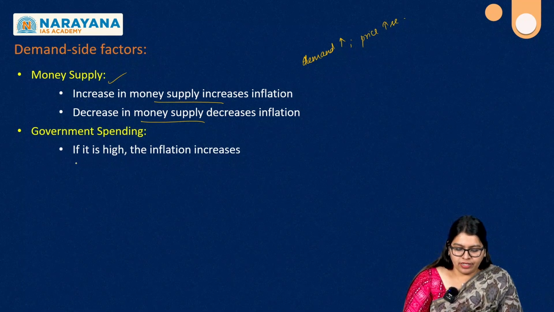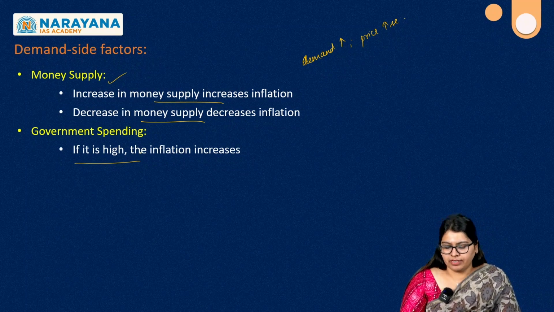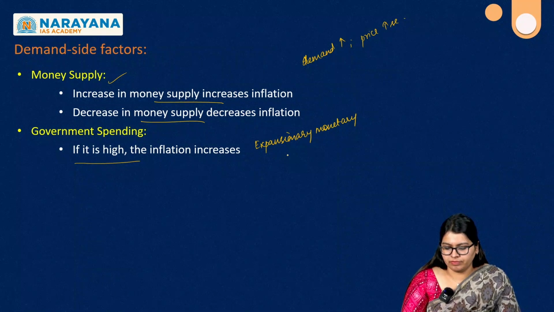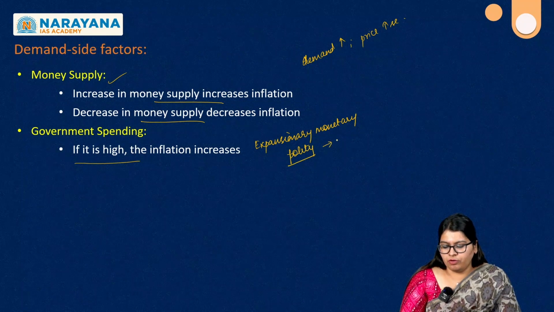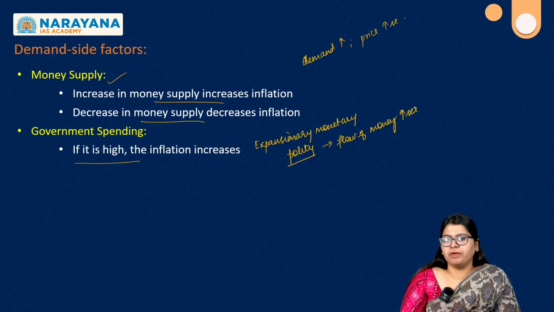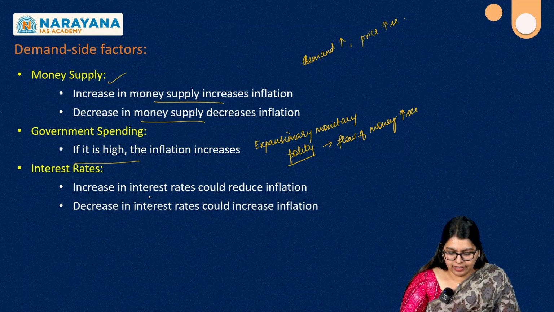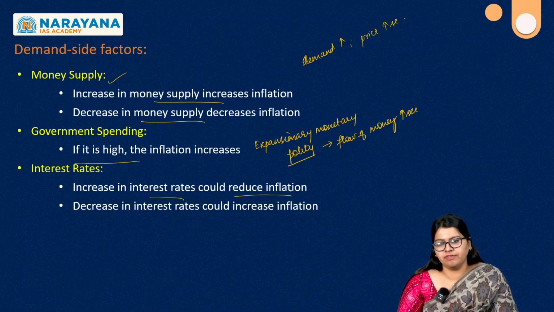Next one, if the government spending is high, that is, if the government follows an expansionary monetary policy, the flow of money in the economy increases, thereby inflation increases. Next one is interest rates. An increase in interest rates could reduce the inflation and a decrease in the interest rates could increase inflation.